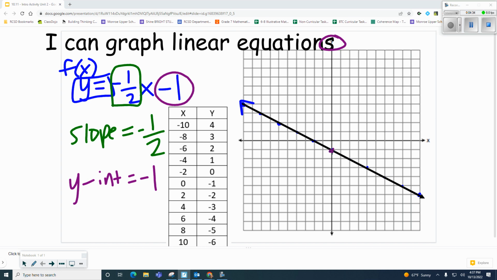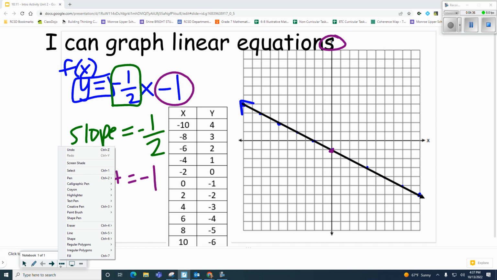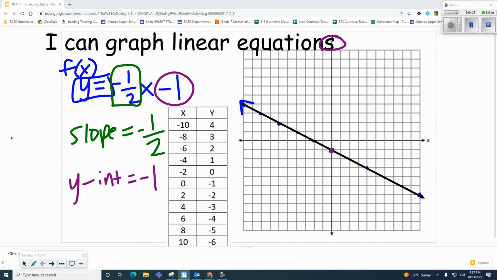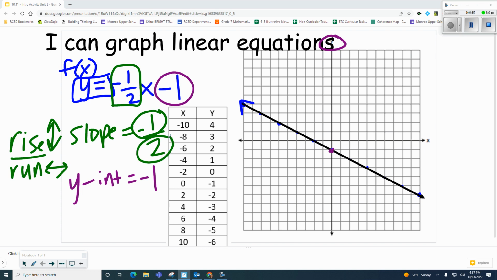Now I'm going to count my slope. And remember, slope is rise, which means either up or down, over run, which means right or left. So basically here, this -1 is telling me to go down 1, and then this 2 is positive, so it's telling me to go right 2. So from that y-intercept, I'm going to go down 1, right 2. And you don't want to make those dots. I'm just showing you where I was counting.